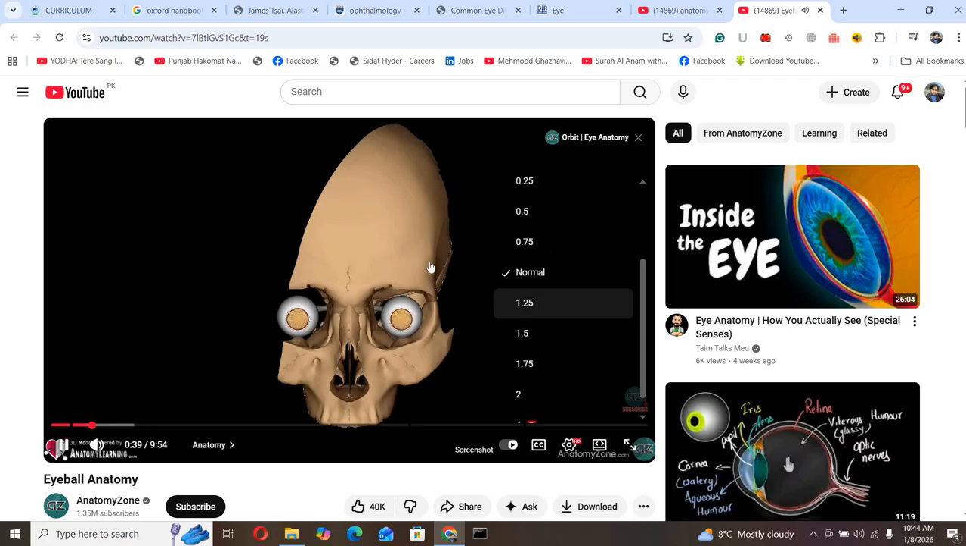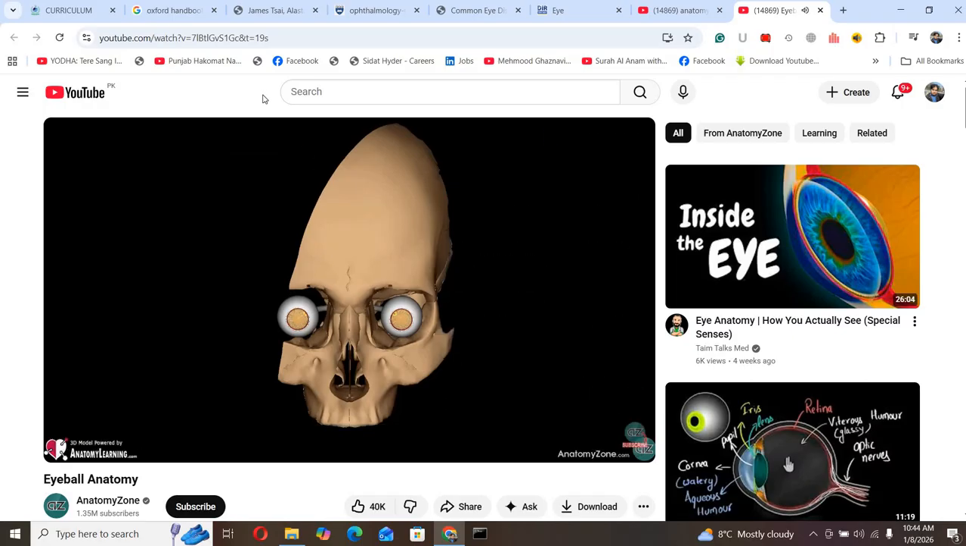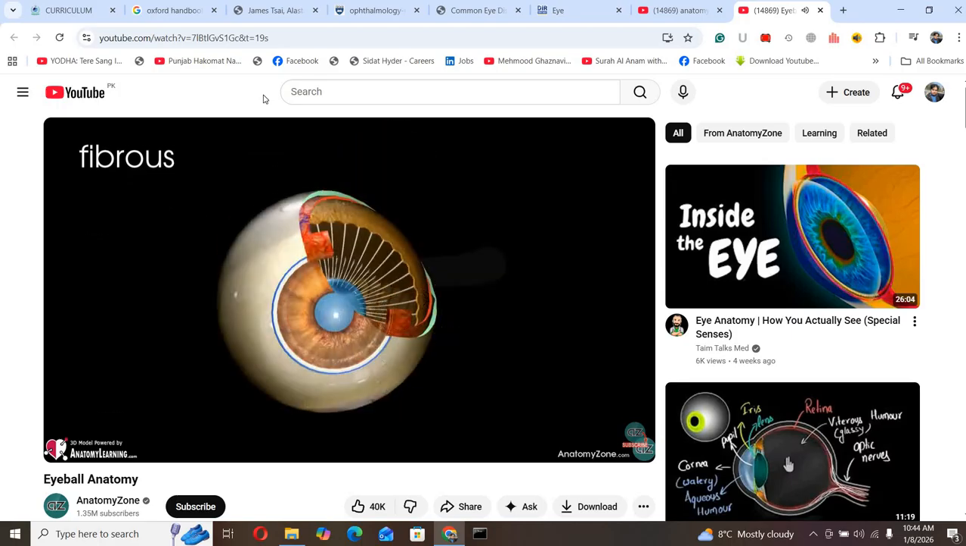Anatomically, the eyeball can be divided into three parts: the fibrous, vascular, and inner layers. These layers have different structures and functions. Let's start with the outermost layer, the fibrous layer. I've switched over now to a view of the isolated eyeball, with some layers dissected away.